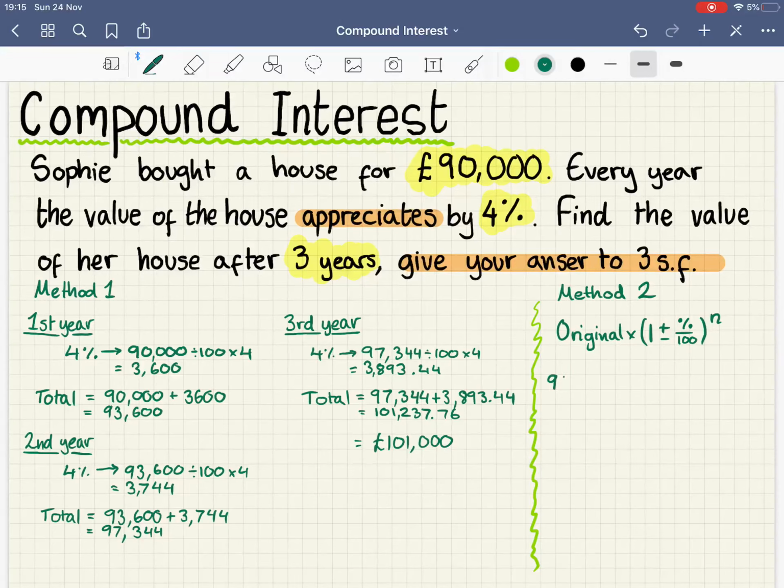So for this question, we've got 90,000 times 1, because it's appreciate, we've got plus, our percentage is 4, and our number of years is 3. And when you stick that in the calculator, it will give us 101,237.76, and then I round it.